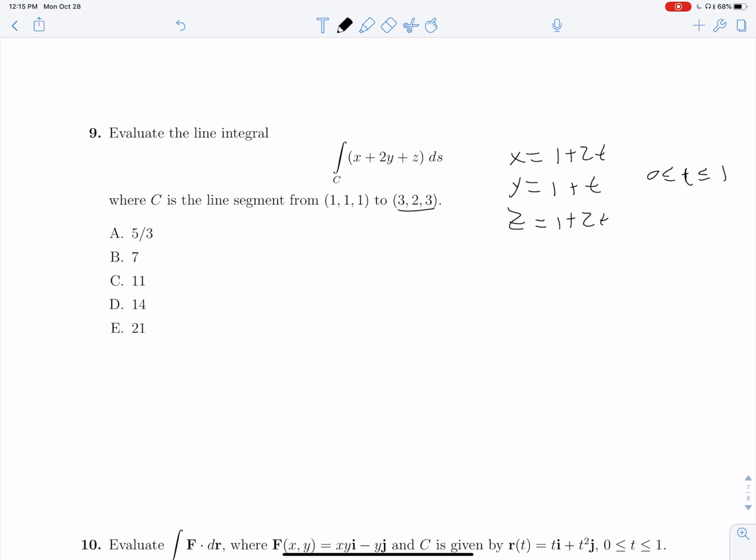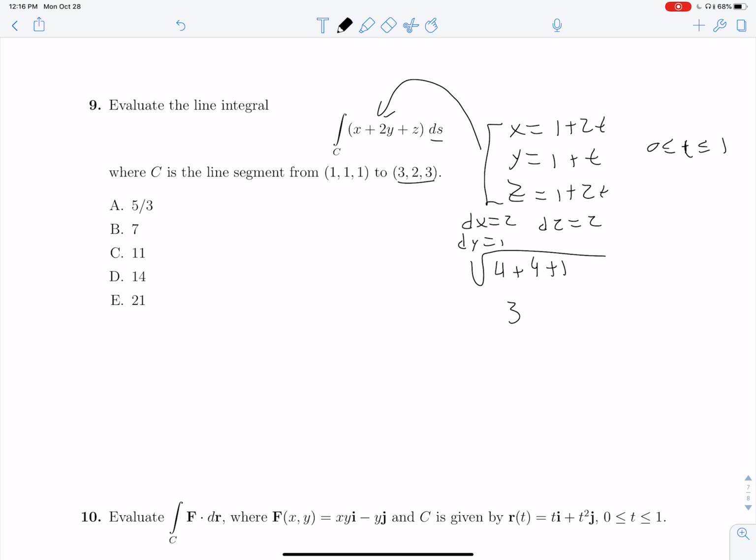So now that we have that, we know that for ds, we need to not only substitute these in for our x's and y's and z's, but we need to multiply by the square root of the sum of the squares of the derivatives of all these components, which sounds a lot fancier than it is. So dx is just 2, dy is just 1, dz is just 2. So we can square all these. We're going to get 4 plus 1 plus 4, which is root 9, which is just 3. So we know that in order to turn this into dt, we're just multiplying by 3.